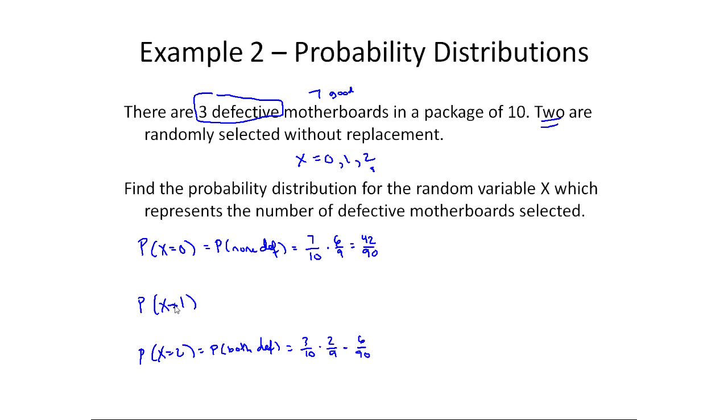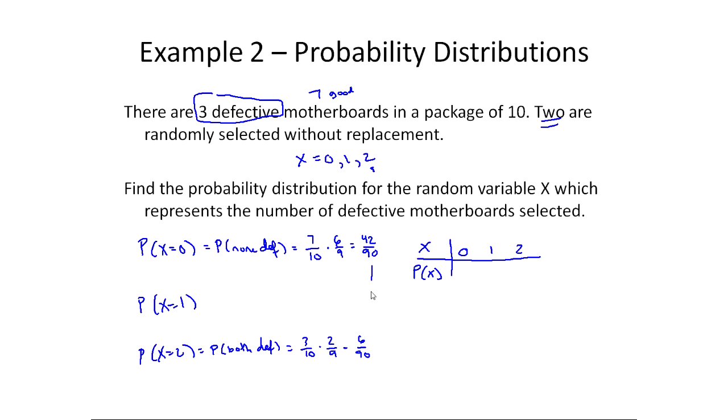Now, x equals 1 means 1 is defective and 1 is not. That could happen 2 ways. It could be the first one's bad or the second one's bad. In other words, it's complicated. However, I can use the idea that a probability distribution covers all possibilities. So my probability distribution is going to be x, probability of x, and it's going to be 0, 1, and 2. These have to add up to 1, or if you use decimals, they have to add up really close to 1. There might be rounding errors.